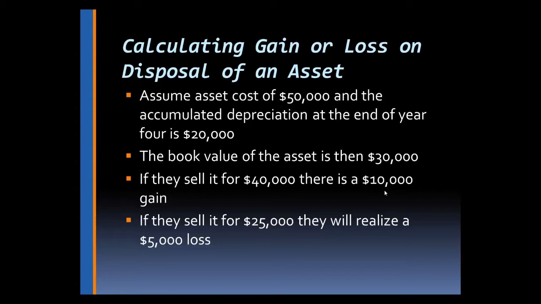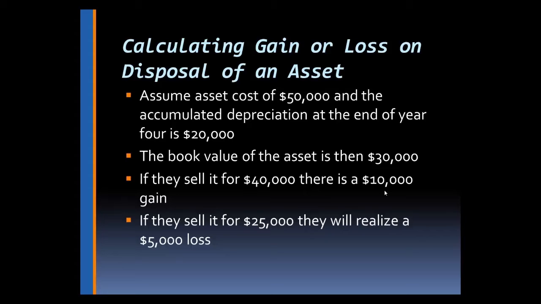Next, we want to calculate gain or loss on the sale of an asset. This can happen at the end of the useful life of the asset, or it can happen before the company has reached the end of its useful life. They may sell it in the interim sometime. Let's assume that the cost of the asset was $50 million, and the accumulated depreciation at the end of year 4 is $20,000, so it's not fully depreciated. We say that the asset has a book value of $30,000, which is the original cost less the accumulated depreciation.